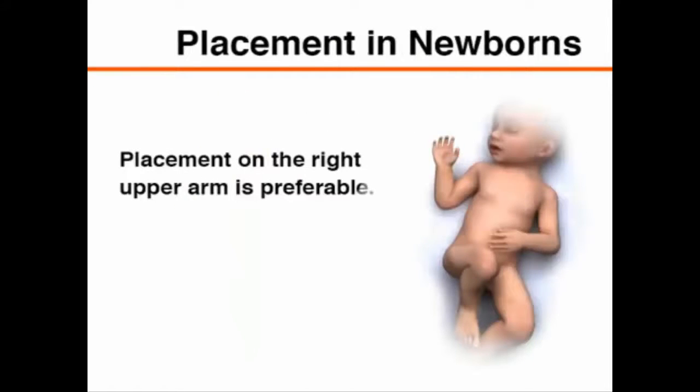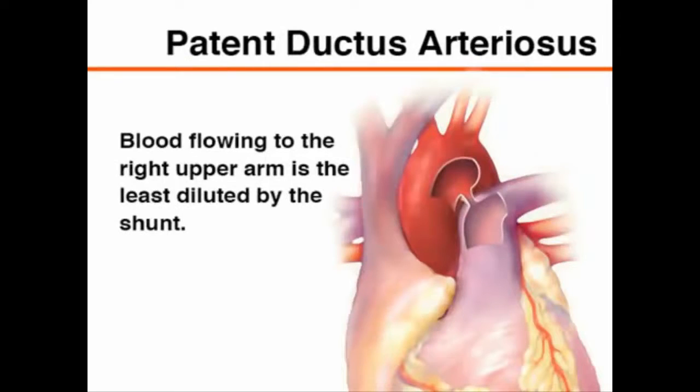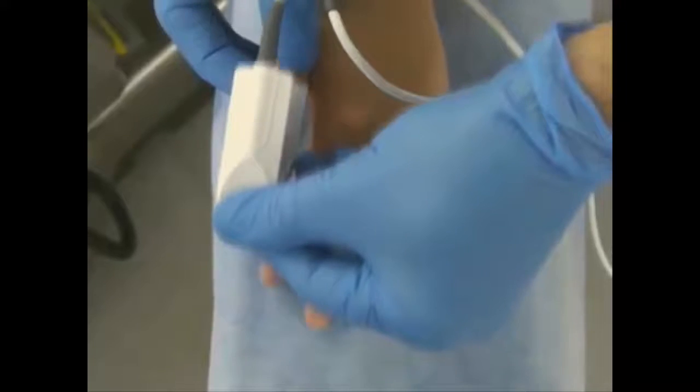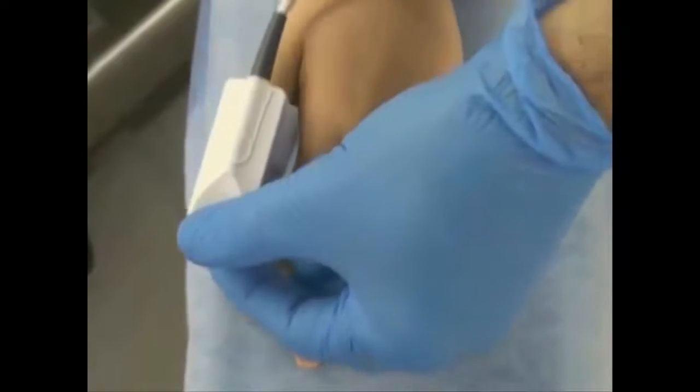In newborns, however, placement on the right upper arm is preferable because of the possibility of a patent ductus arteriosus. Blood flowing to the right upper arm is the least diluted by the shunt and is therefore the most oxygenated. It is important to choose a probe that is the right size for the patient.